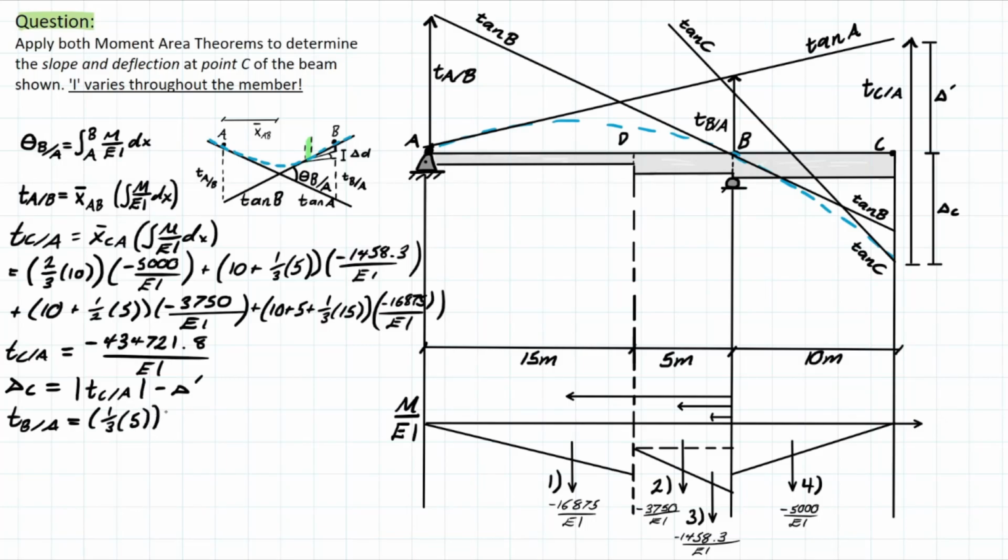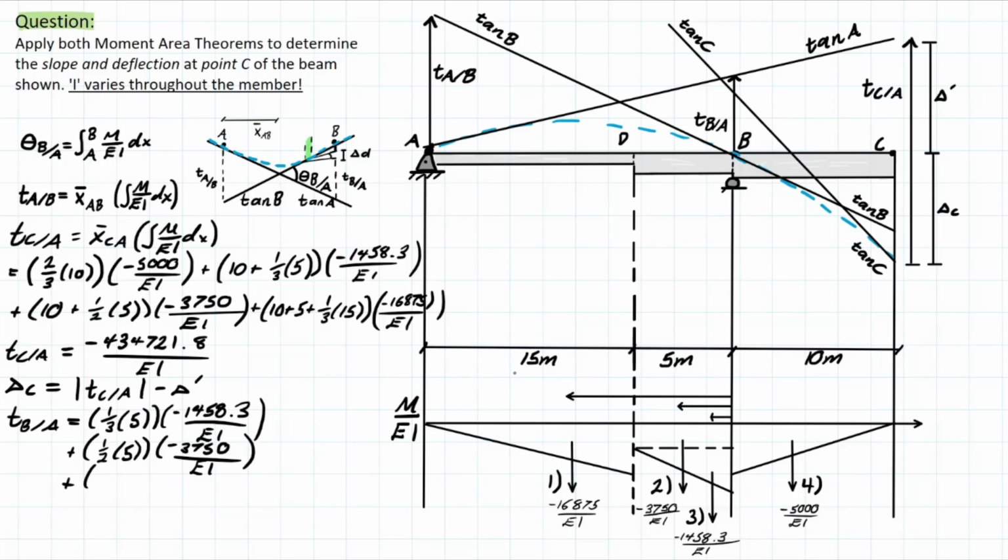Taking that value once again. This is simple stuff now for you guys, no problem. This is easy peasy. We move on to the second segment. We are taking 1/2 of the rectangular segment number 2 here. So we have 1/2 of 5, taking that value once again, which is negative 3,750 over EI.